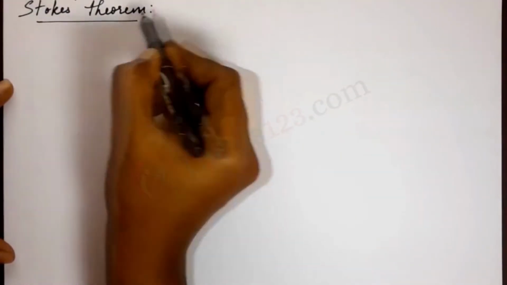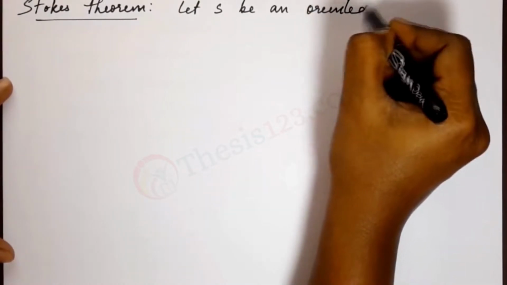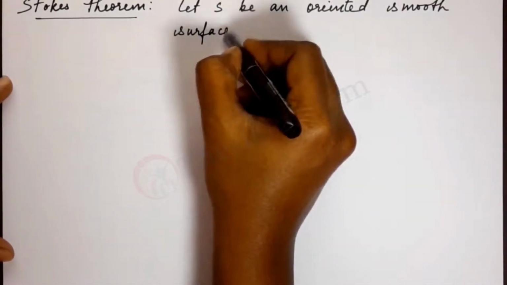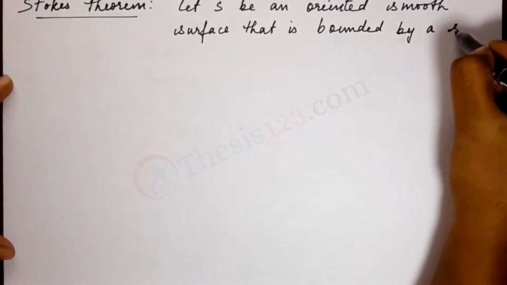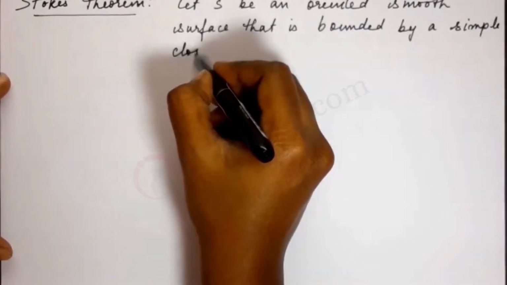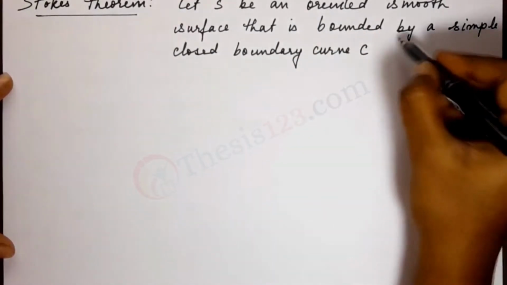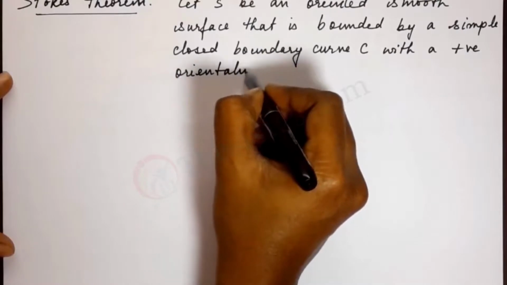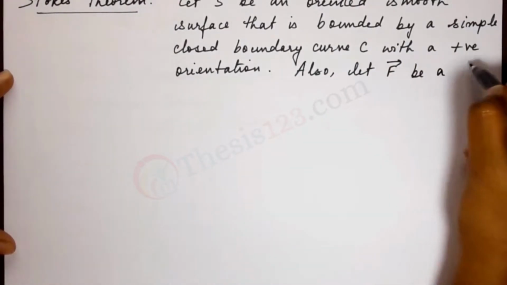Now the statement says if S is an oriented smooth surface, let S be an oriented smooth surface that is bounded by a simple closed boundary curve C with a positive orientation. Also, let F bar be a field vector.